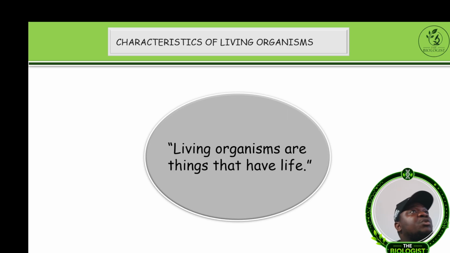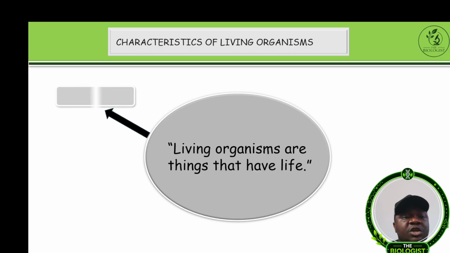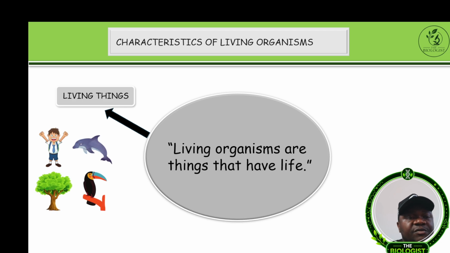Living things are things that have life. For example, human beings have life. We can breathe, we can reproduce, we can excrete. So we have life. That's why we're able to survive on this planet. A very good example of living things: you have humans, we have fish, you have trees, and you have birds.